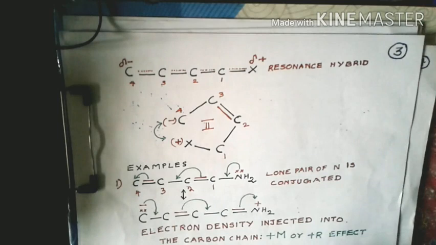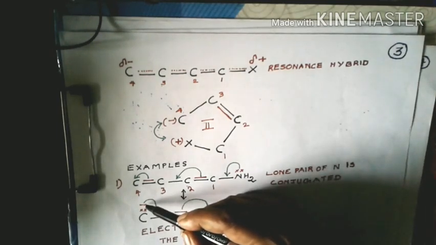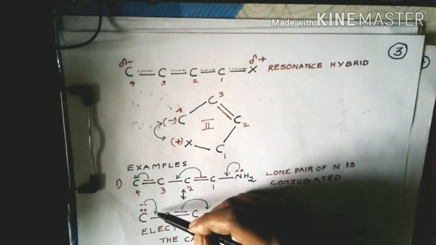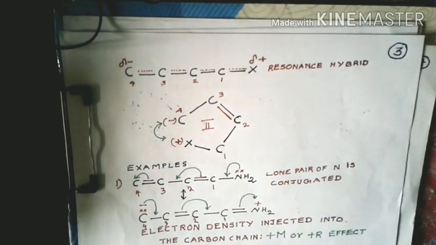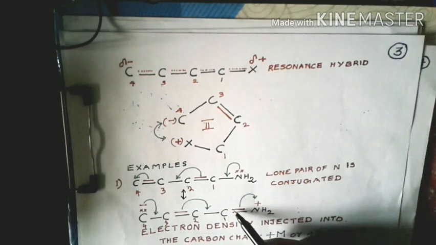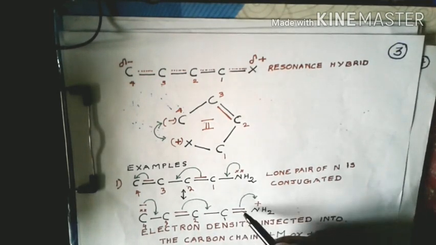Now the reverse movement also occurs. Now you start the arrow from the negative charge. It is enough to start the arrow from the negative charge to end between C4 and C3, and the pi bond between C3 and C2 moves to a position in between C2 and C1, and the pi bond electron between C1 and NH2 group moves entirely into the orbital of nitrogen.